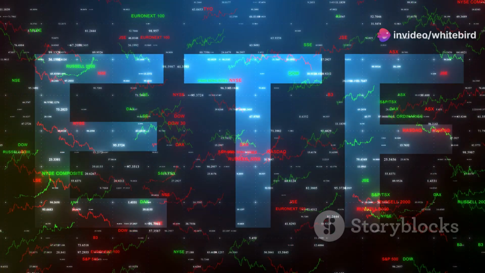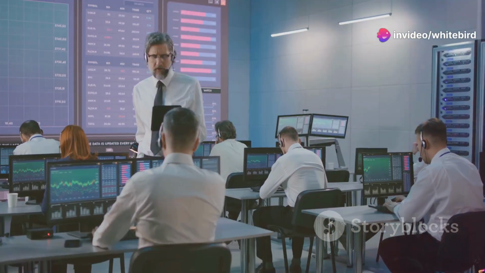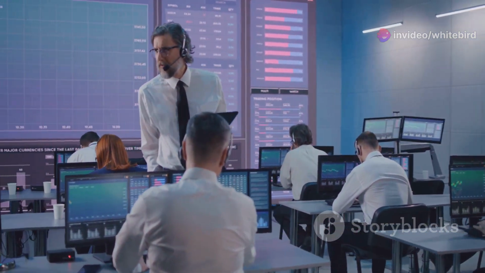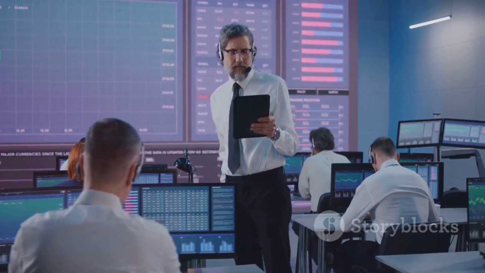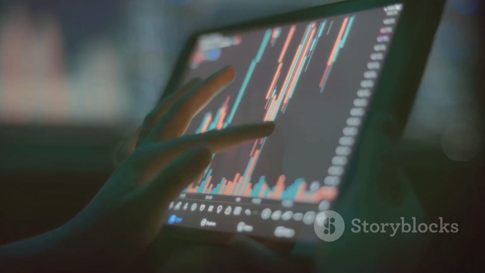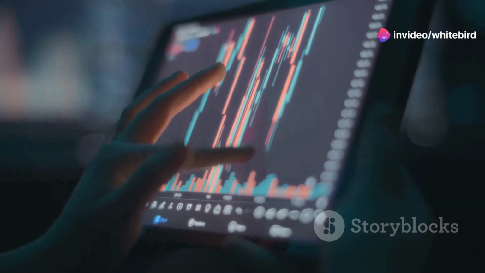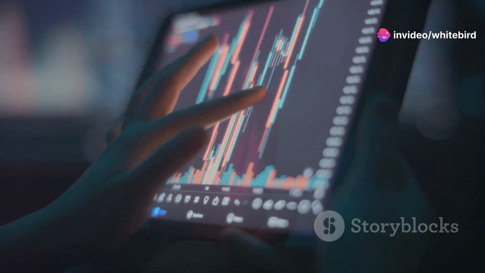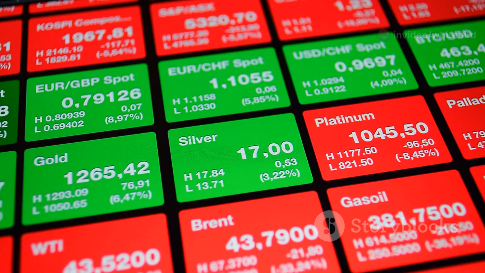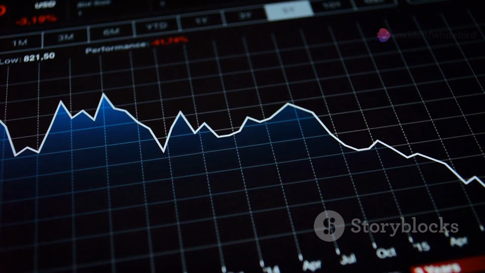Understanding how ETFs work is crucial. It starts with creation and redemption. Authorized participants, usually large institutional investors, can create or redeem shares of an ETF by exchanging a basket of the underlying assets. This process helps keep the ETF's share price close to the net asset value, or NAV, of the underlying assets. Then, there's pricing. The price of an ETF share fluctuates throughout the trading day based on supply and demand, similar to stocks.